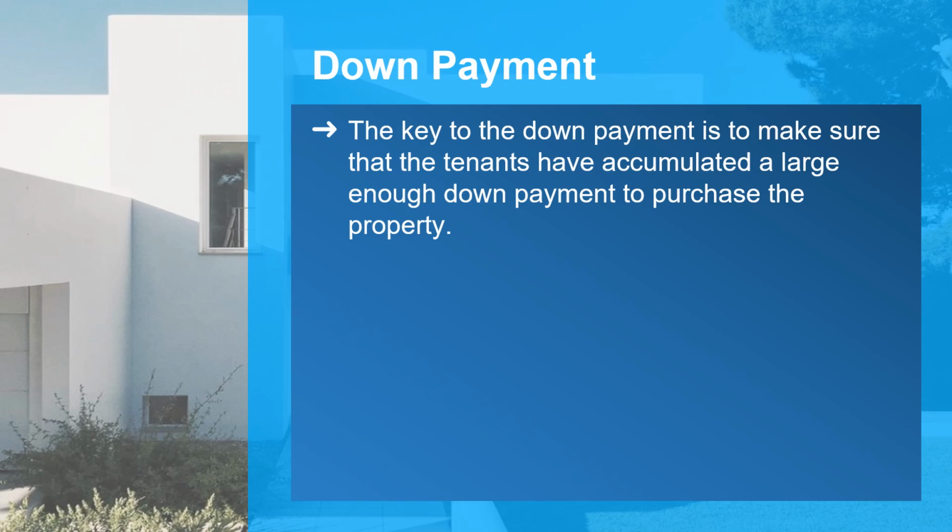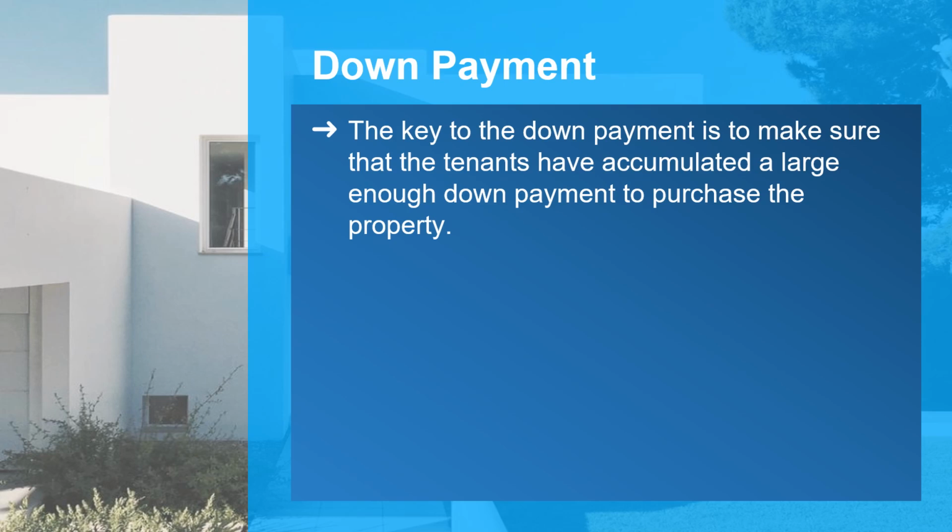The key to the down payment is that you have to make sure the tenant has accumulated a large enough down payment to purchase the property, not just enough to buy the house, for example 20% or 10%, whatever they need to qualify, but also the closing costs. You want everything to be there, so when it comes time to purchase the property there are no hiccups. The down payment is calculated based on the purchase price.